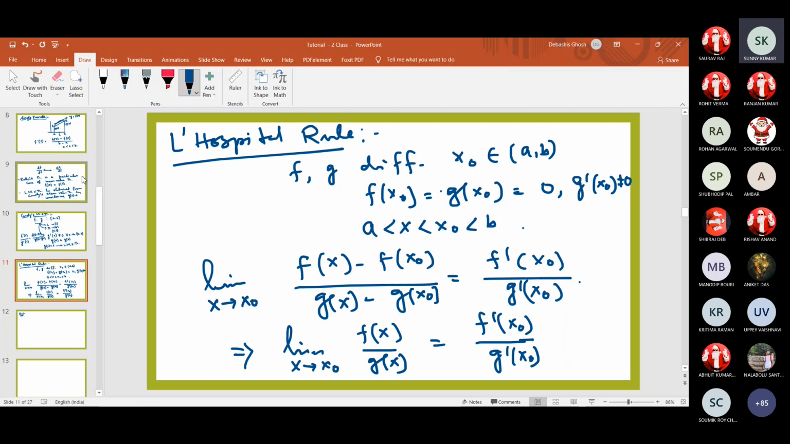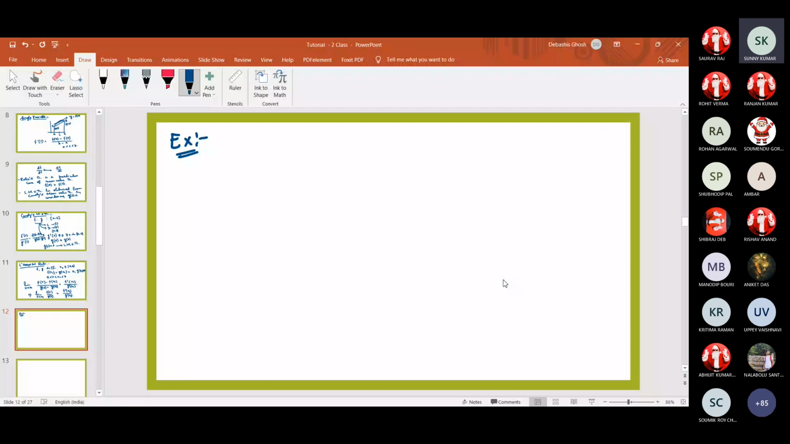So what I am saying is that this will not hold if this criterion, that g dash of x0 is not equal to 0, does not hold. If g of x0 is not equal to 0, then we cannot apply or impose this to get the value of this limit by this process. So for example, I will come to that.